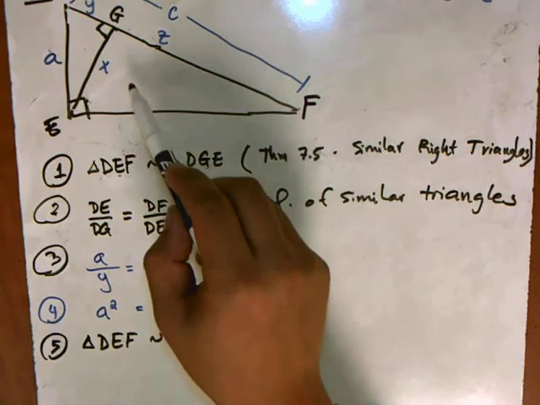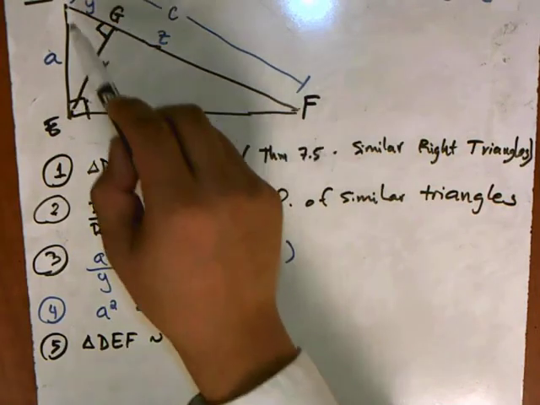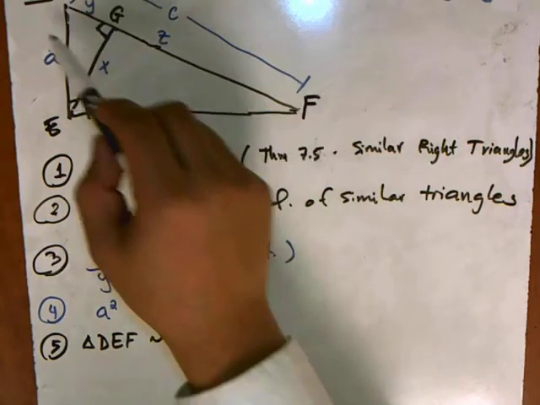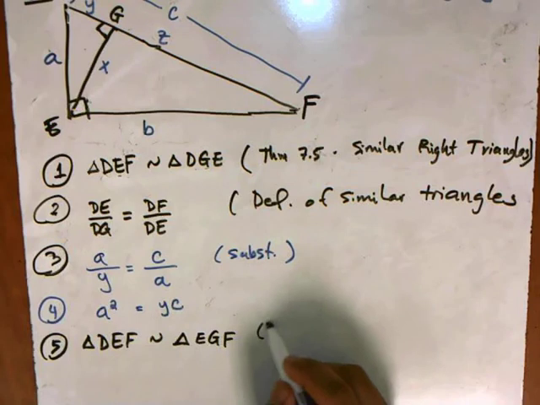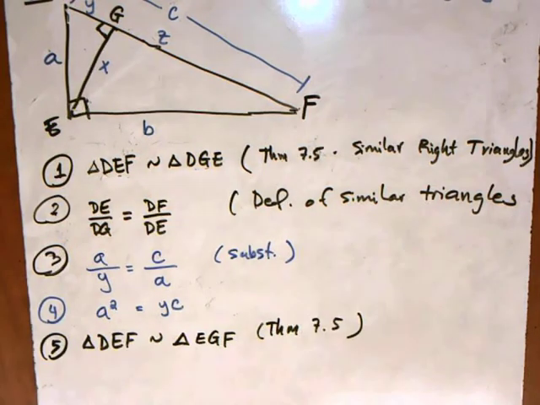So this is just saying that the medium-sized triangle, or the one on the right here, is in fact similar to the large triangle, or the entire image that we have in front of us. And this again is theorem 7.5. Okay.